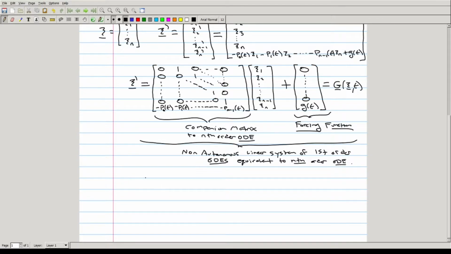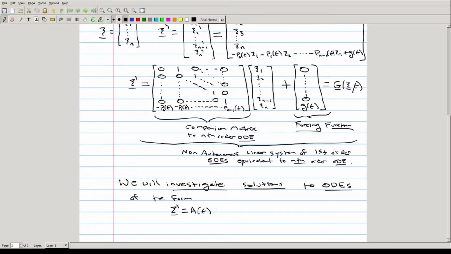So in this lecture, we will investigate solutions to systems of ODEs of the form xi prime is equal to A of t xi plus B of t.